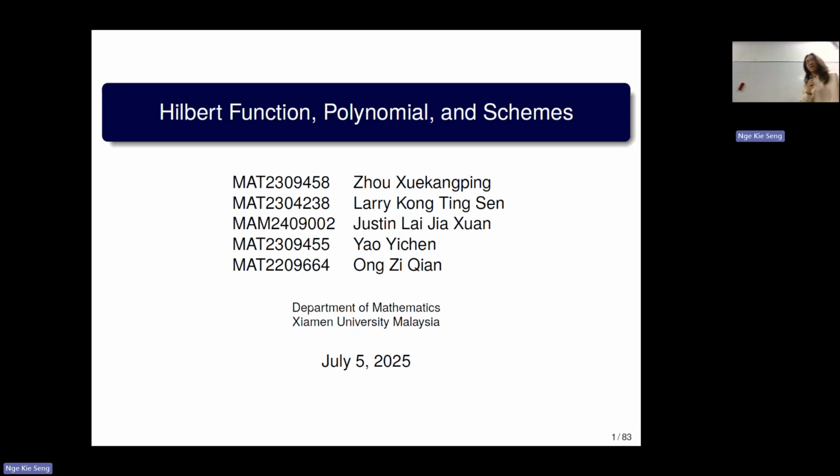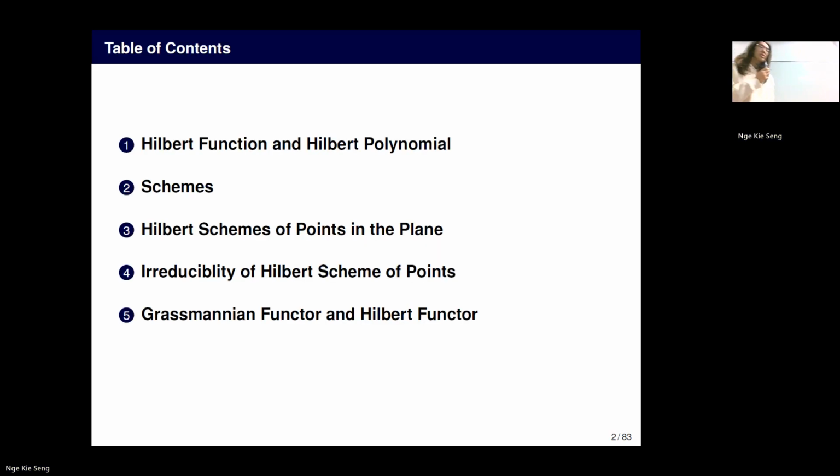schemes. So, as I am the first speaker, allow me to introduce the respective subtopics my teammates will give. So I will be talking about Hilbert function and Hilbert polynomial first, and after me, Larry will be talking about schemes, and then Justin is going to be introducing Hilbert schemes on points in the plane. After that, Eric, the leader, will be talking about irreducibility of Hilbert schemes of points, and finally, Zixian will talk about Grassmannian functor and Hilbert functor, or actually just Hilbert functor. So without further ado, let's begin with my part.